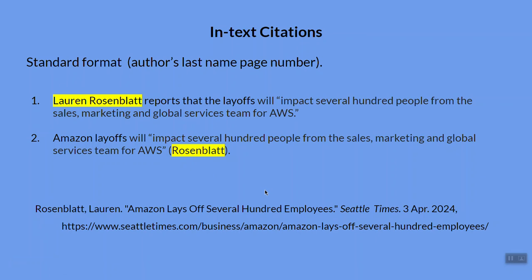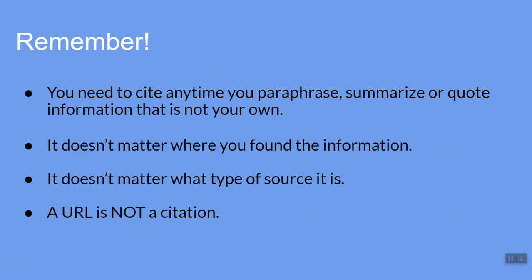Remember, there are a couple different ways to do it, and it all depends how you incorporate the author information into your text, into the sentence or into the paragraph. Okay, a few tips. Remember, you need to cite anytime that you paraphrase, summarize, or directly quote information that is not your own. So it's not just direct quotes, it's paraphrasing and summarizing.